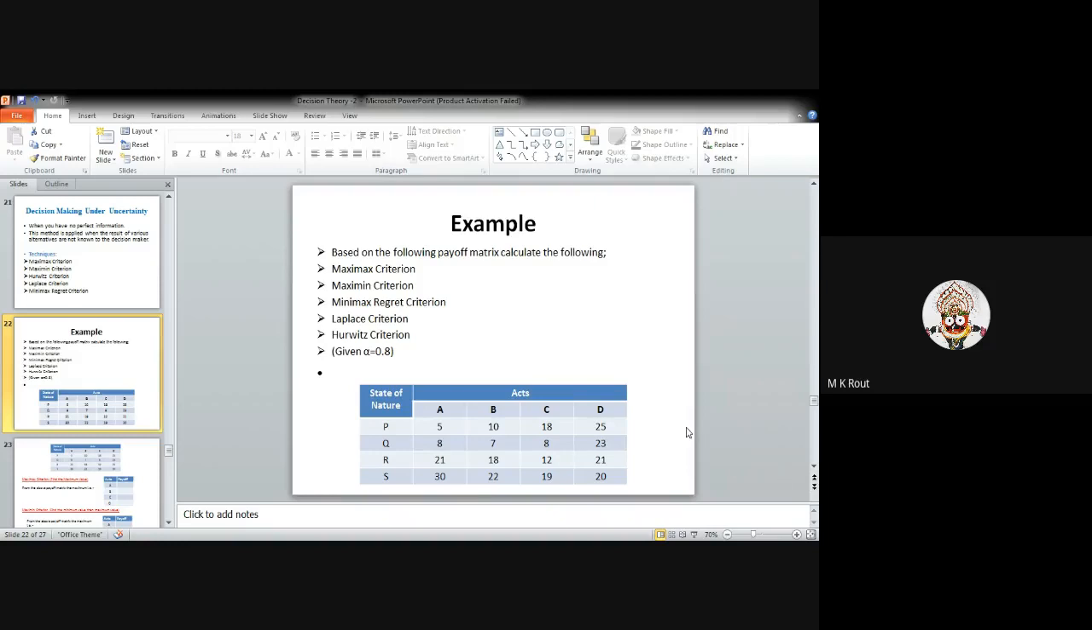The payoff matrix contains the following states of nature, that is P, Q, R, S. And the courses of action are given as A, B, C, D. In column A, we have 5, 8, 21, 30. In column B, we have 10, 7, 18, 22. In column C, we have 18, 8, 12, and 19. In column D, we have 25, 23, 21, 20, respectively. So first, we have to calculate the maximax criterion. I advise all of you to just note down this payoff matrix.